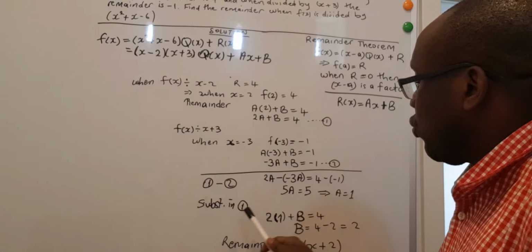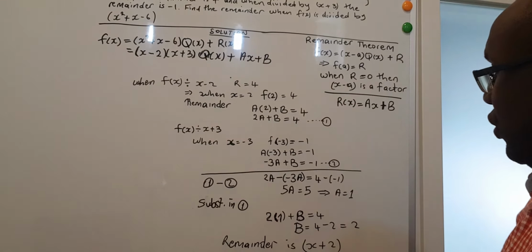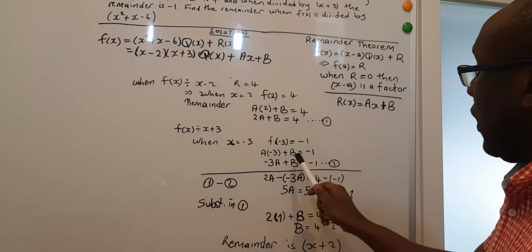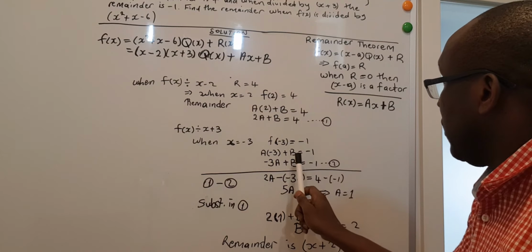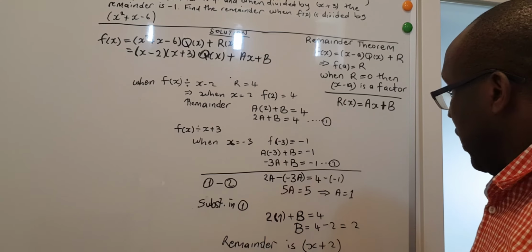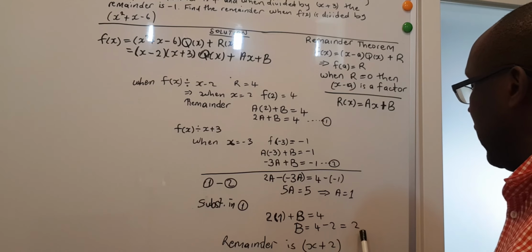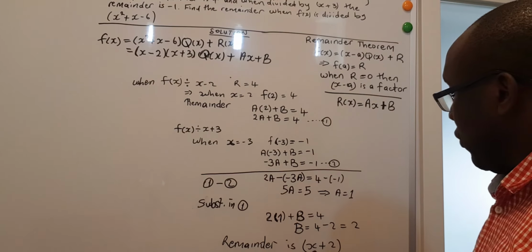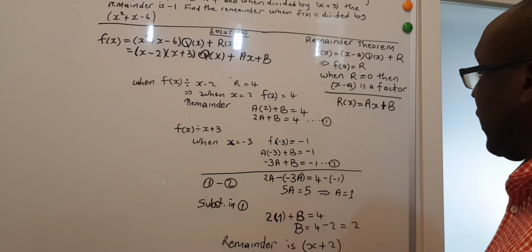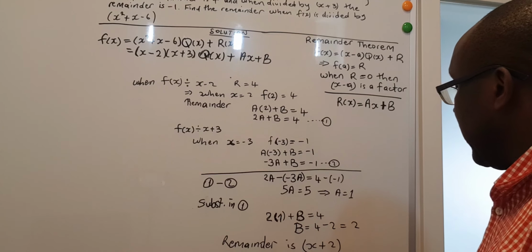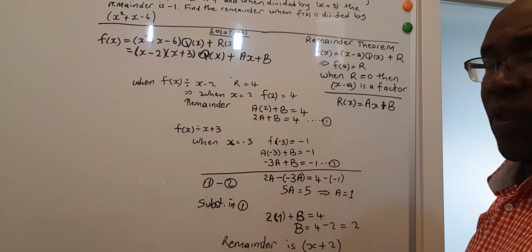I can substitute a equal to 1 into the first equation in order to solve for b. That means 2 times 1 plus b is equal to 4. If that is the case, then b is equal to, I take this 2 to the other side, 4 minus 2, and the answer is 2. I just need to replace my a and b with the values we've calculated: I put 1 here and I put 2 there. So my remainder is x plus 2. Thank you.